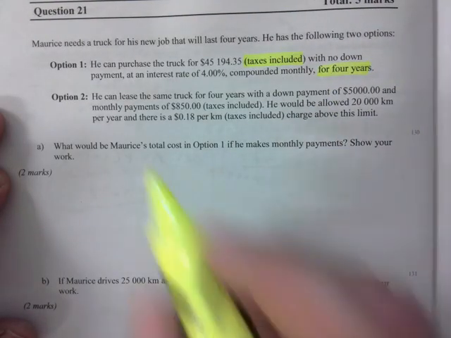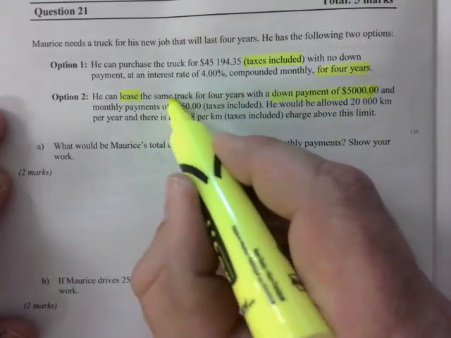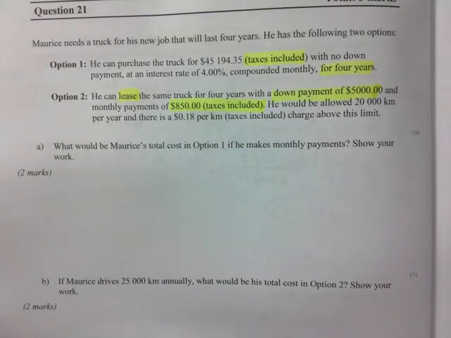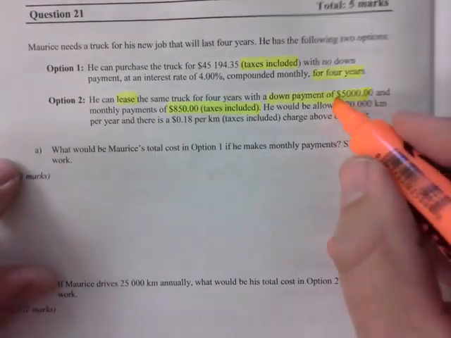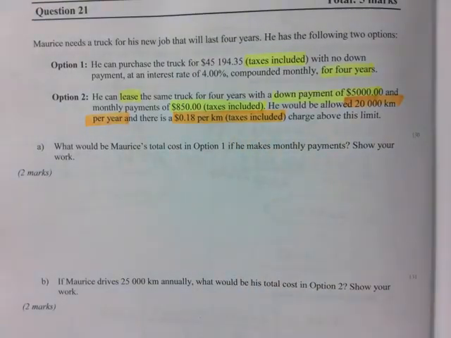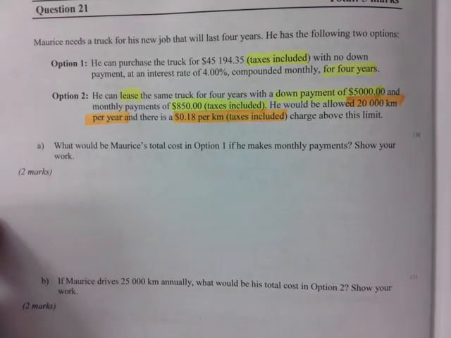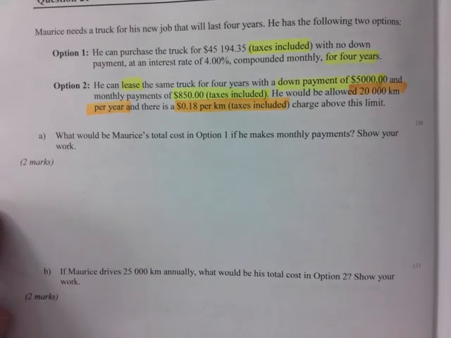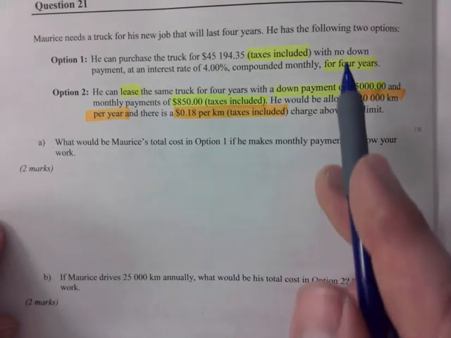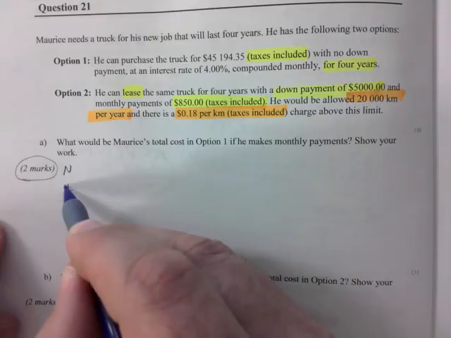Or option 2, you can lease the same truck. There's a down payment, monthly payments of $850, taxes included. He would be allowed 20,000 kilometers per year, and then pay 18 cents per kilometer, taxes included as well, if you go above the limit. What would be Maurice's total cost in option 1 if he makes monthly payments? You notice that there is no monthly payment, and that this is a 2-mark question, so figure out the payments.